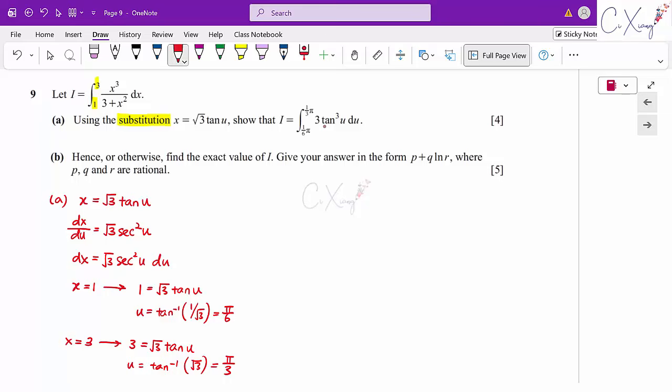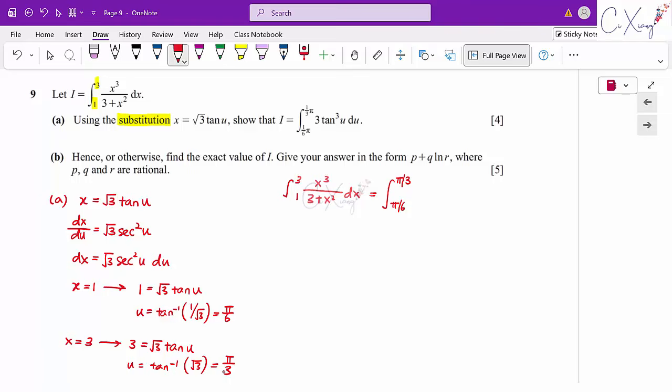I will start from the integral provided in the question: x power 3 divided by 3 plus x squared dx. What can we do to change everything into u? I think it's quite obvious and straightforward. Change the lower limit 1 to pi over 6, and the upper limit 3 will have the value pi over 3.